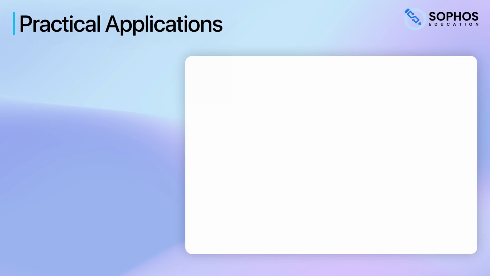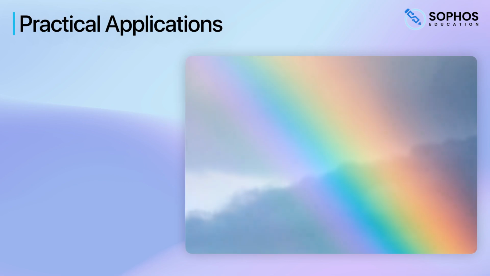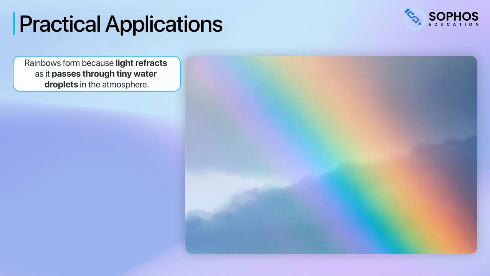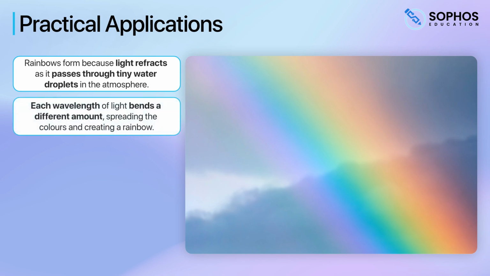Refraction has many practical examples and applications that affect our daily lives and scientific understanding. Let's take a look at some. Starting with rainbows. Rainbows form because light refracts as it passes through tiny water droplets in the atmosphere. Each wavelength of light bends a different amount, spreading the colors and creating a rainbow.